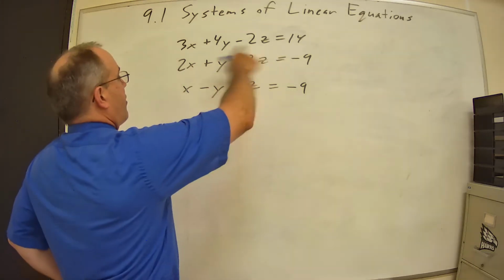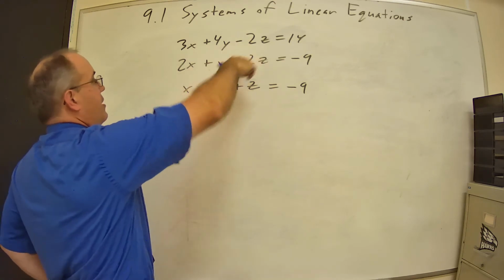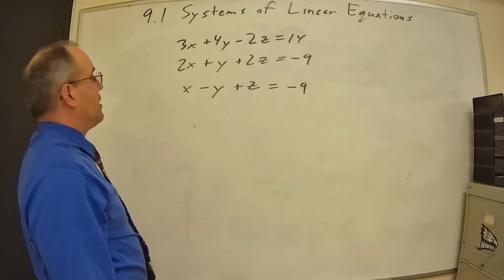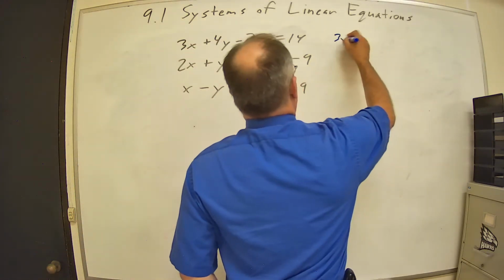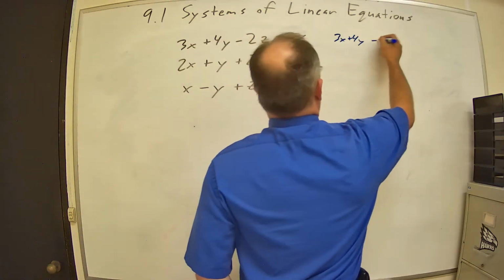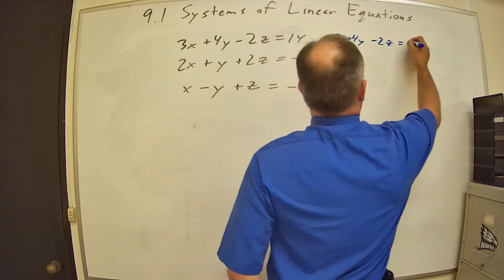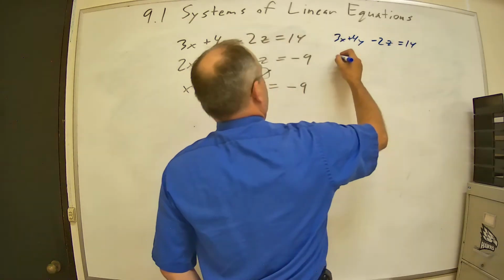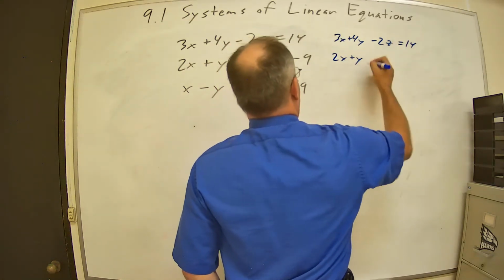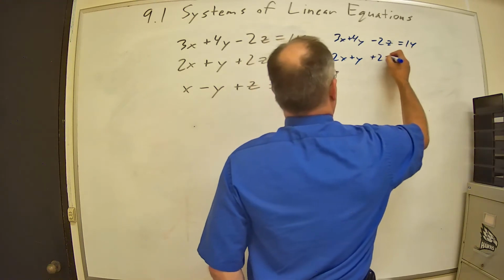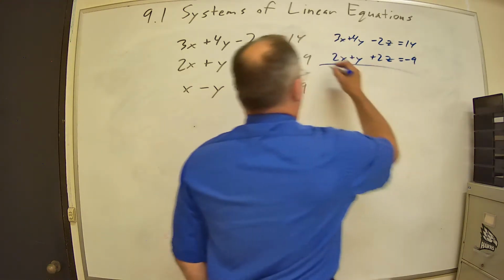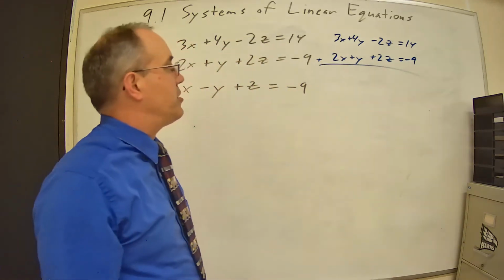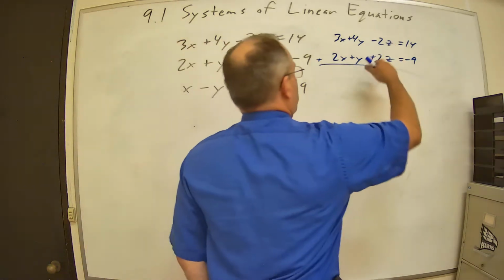So I see here that if I add these two together, I can get rid of z. So I'm just going to write them over here. 3x plus 4y minus 2z is equal to 14, and 2x plus y plus 2z is equal to negative 9. If I add those two equations together, my z's are going to cancel out.